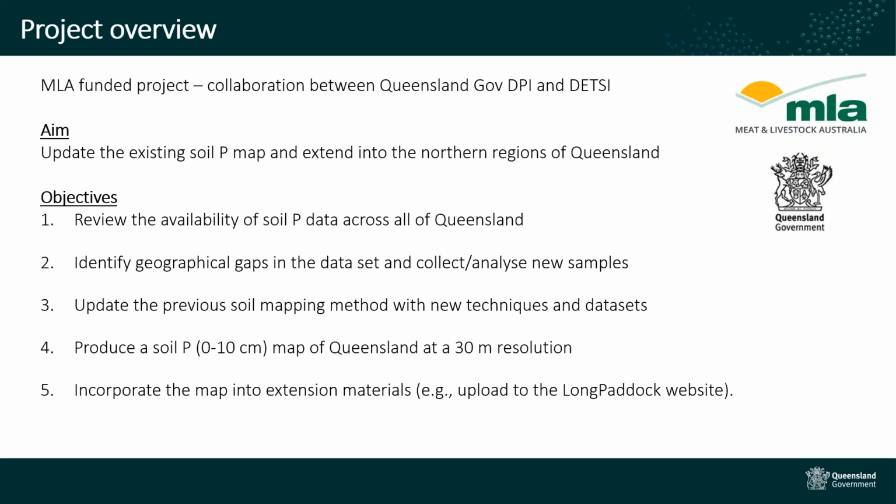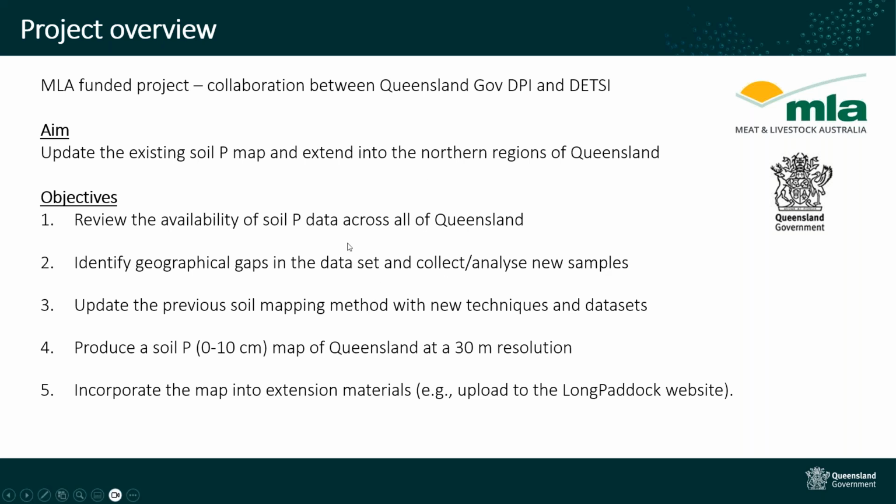So we did have a fair bit of data that was collected in the last few years since the last map, but more importantly, to extend it into those northern regions, as Jim mentioned. So the objectives here were to firstly just look at what data was available across Queensland, and then look at what gaps there were in the data set, and to go out and collect and analyze those samples, and then update the previous mapping method as things have changed a little bit in the last couple of years.